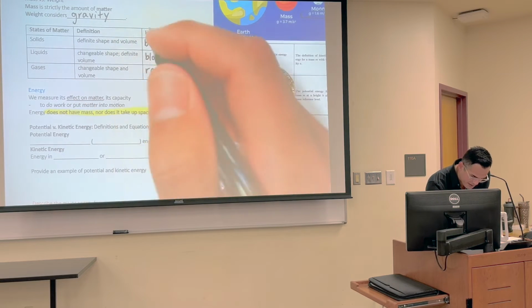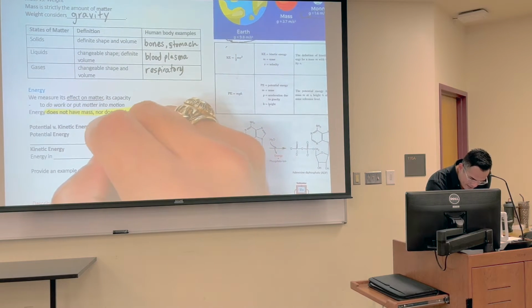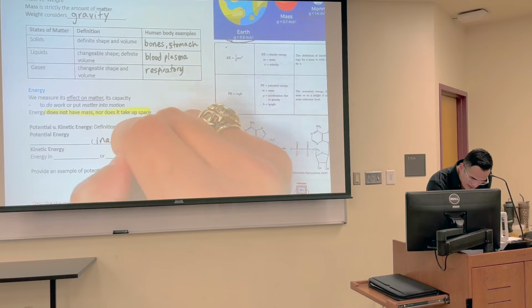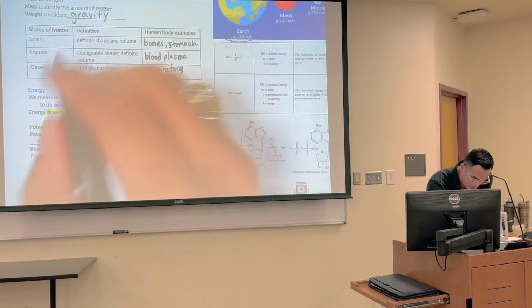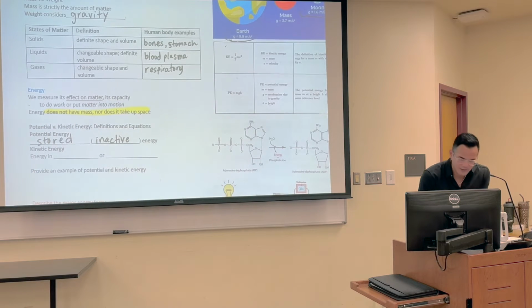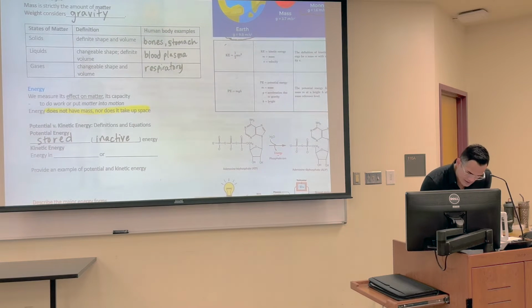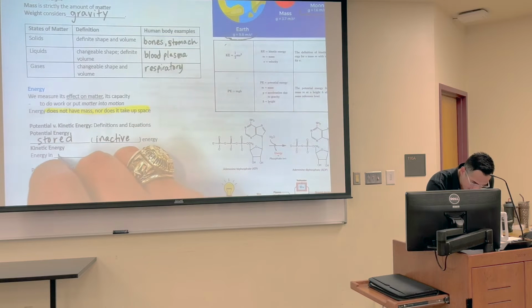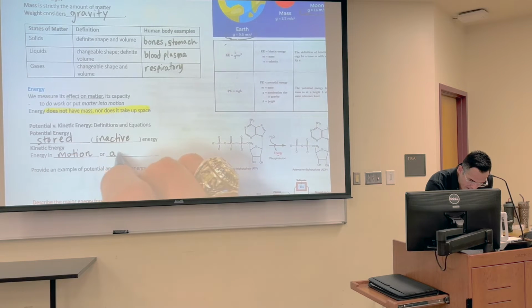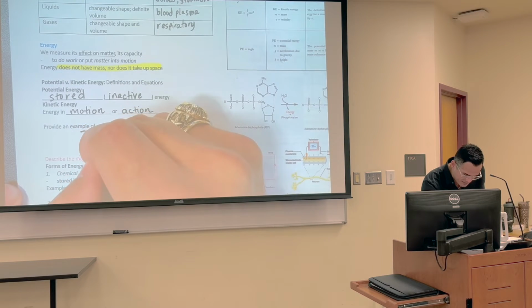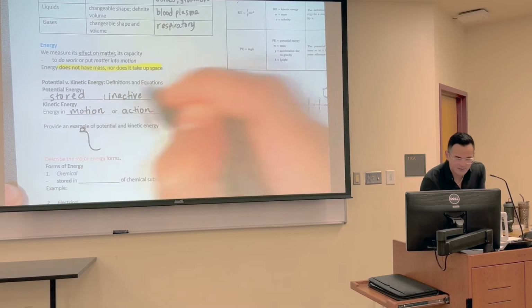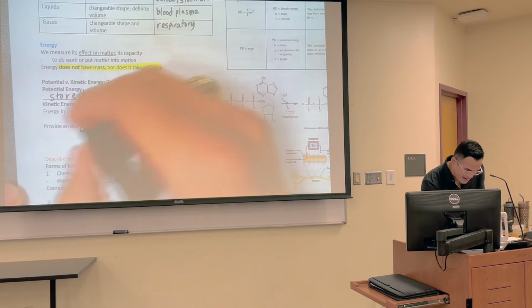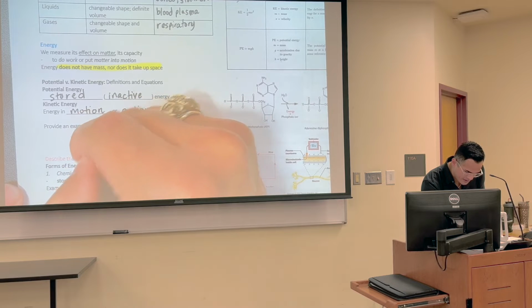Potential energy is an inactive form. It's not in action yet. It is stored. This is stored energy. As opposed to kinetic energy, which is energy in motion or action. Either is fine. An example, Humpty Dumpty, or if you think about a hill here, if we have some type of object, whether that's a ball, at a particular height on top of this hill.